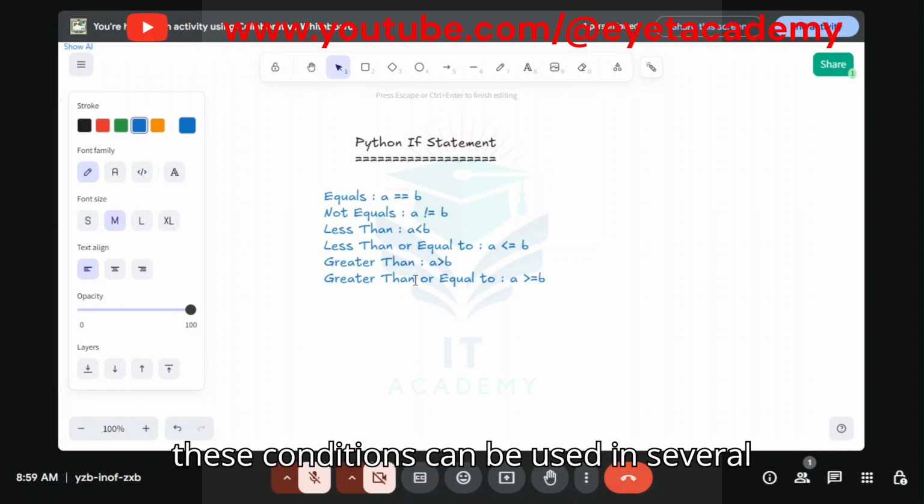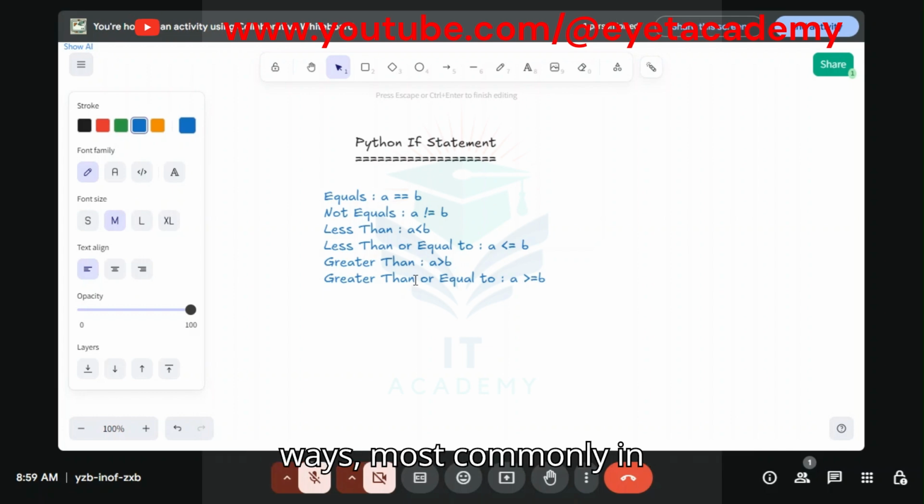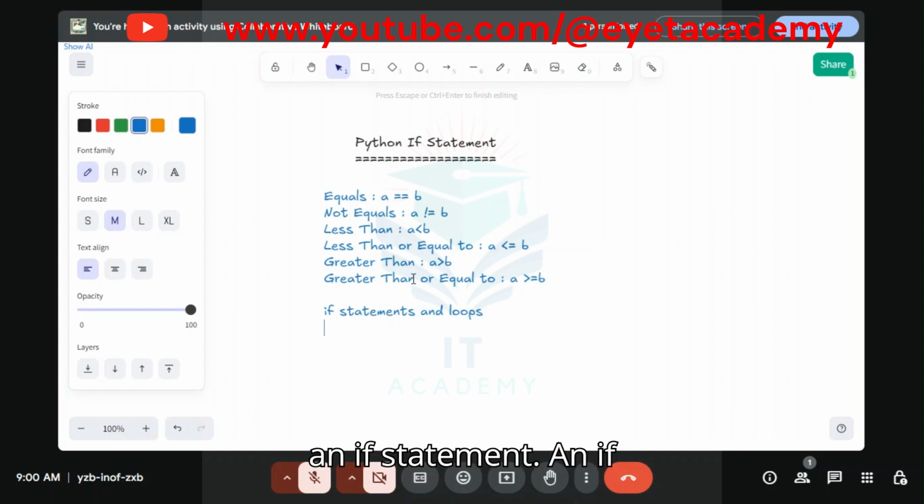So these conditions can be used in several ways. Most commonly used in if statements and loops. An if statement is written by using the if keyword. Which keyword? If keyword.